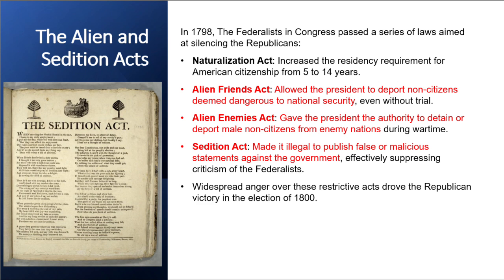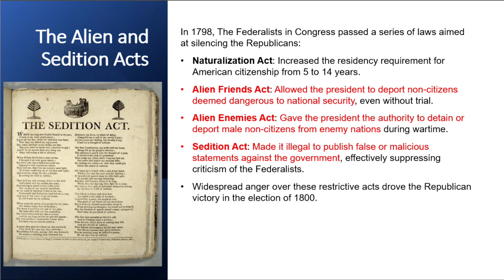They pass laws making it illegal to criticize the government. It sounds unbelievable, right? But that's exactly what happened. The Alien Act made it harder for immigrants to become citizens and easier to deport them, especially if they were suspected of supporting the Democratic Republicans.